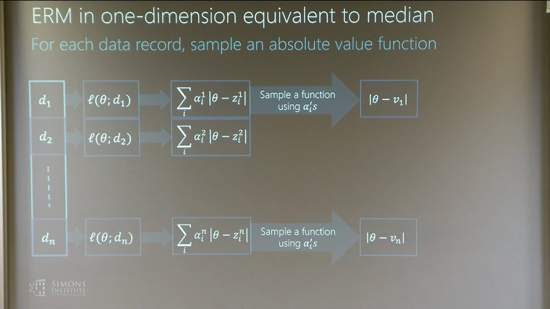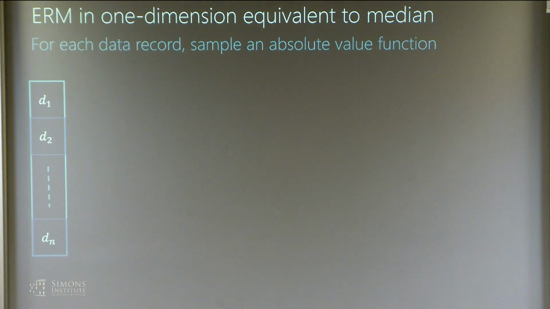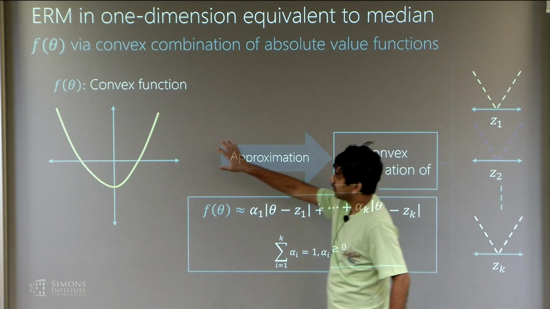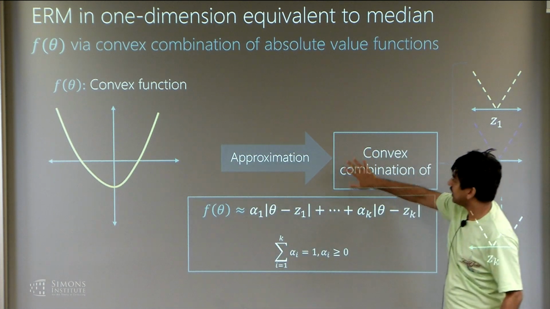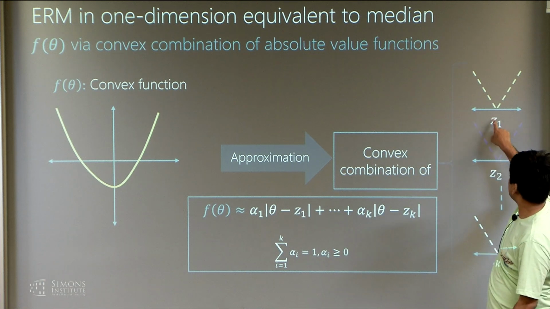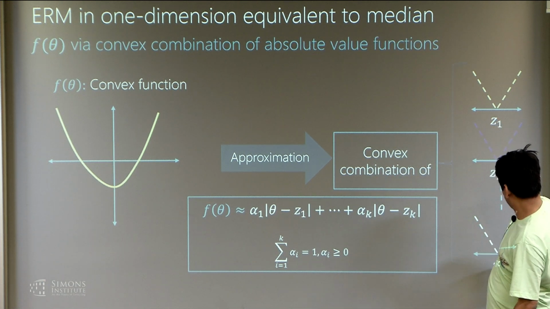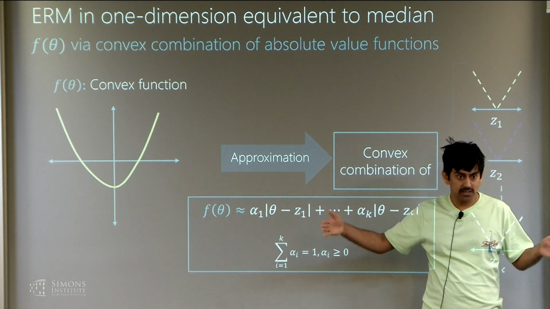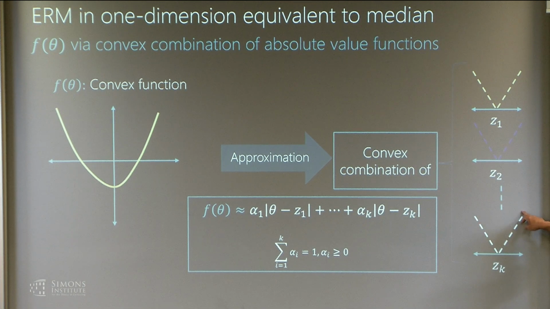Okay, let's go back a bit. The loss function can be written as a convex combination of absolute value functions, and each absolute value function is centered at z1 through zk. So I'm putting a net on the range space from -1 to +1, and at each net point I'm putting an absolute value function. Is z just the empirical risk minimizer for a single device? No, z is the minimizer of this particular absolute value function. It is the point where the function is minimized.